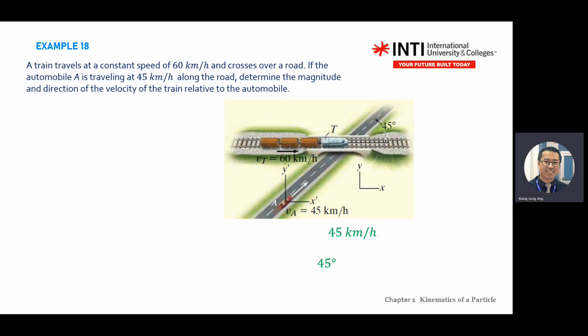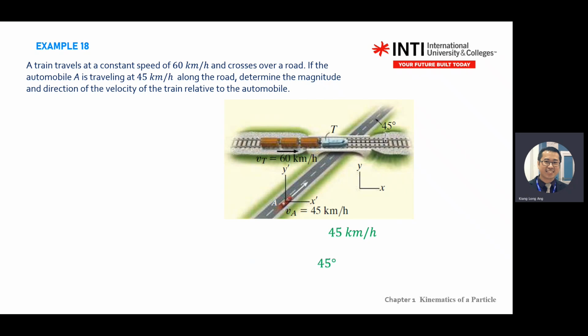If automotive A, which you see on the screen here, is traveling at 45 km per hour along this road, and the angle between this road and the train track is 45 degrees, label the object as x prime, y prime. When you see x prime, y prime, it means this is the moving observer.